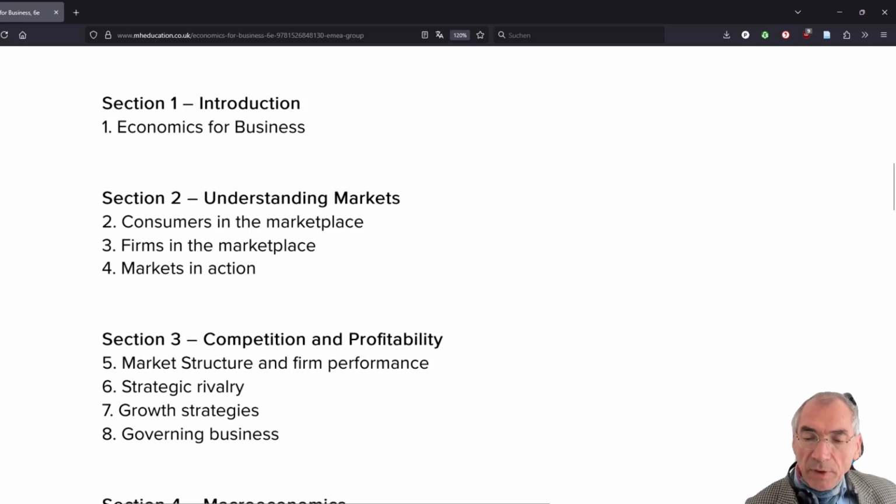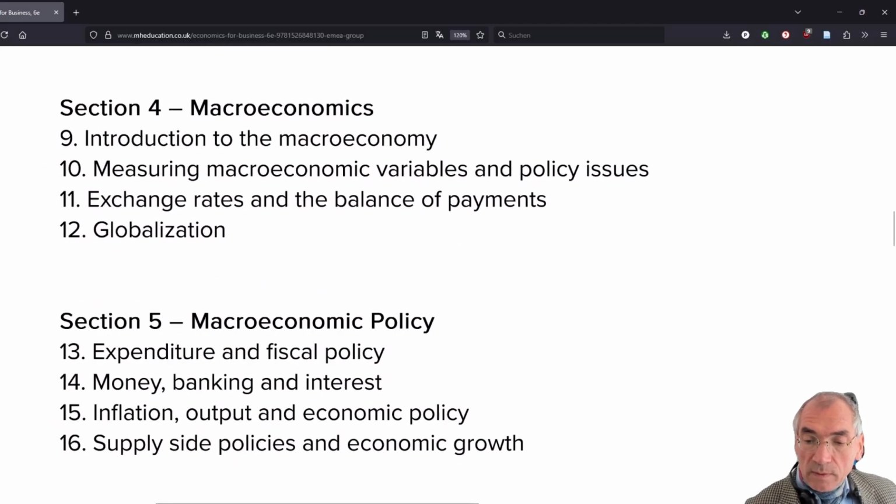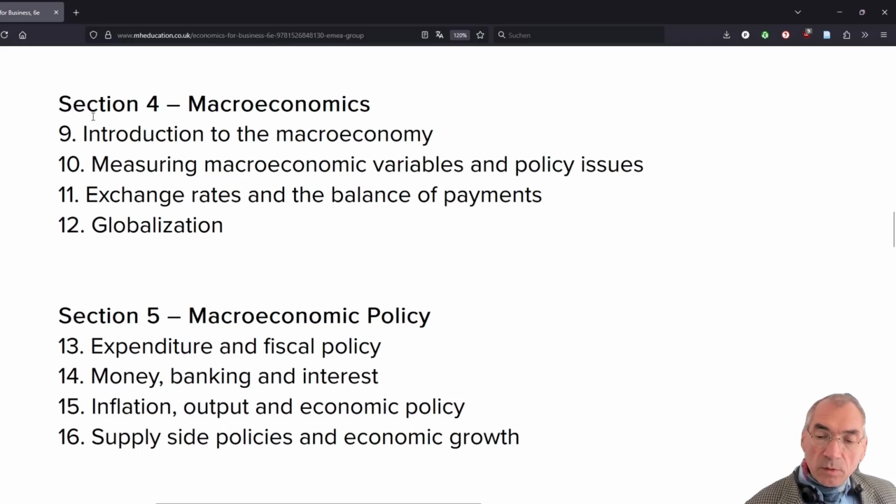In the microeconomics part, we talked about understanding markets and competition. And now our view is towards the macroeconomy. These are the topics we are going to deal with. Chapter 9, obviously an introduction. It's about measuring, and then you can see here 11 and 12 about international relations. 13, here we go into fiscal policy, more concretely decisions of the government and possibilities of the government to influence the income of the people, money, inflation. So what are the other possible influencing factors here?